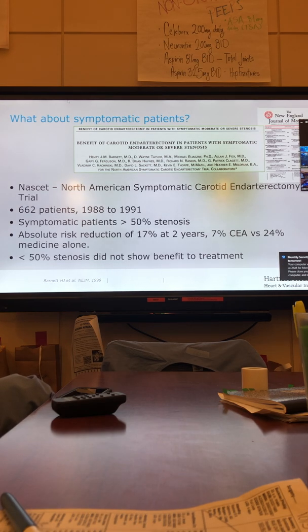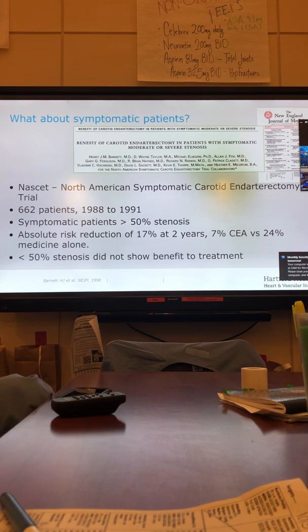You saw earlier when I was talking about an absolute risk, not even a relative risk reduction, I was talking about an absolute risk reduction of like 3%, a little number. This is 17%. This is a way higher absolute risk reduction. 7% of patients within this trial who had CEA had a perioperative stroke, compared with 24% who were managed medically. And most of that is within the first 3 months, which is why it's important that we try to get this in a timely fashion.